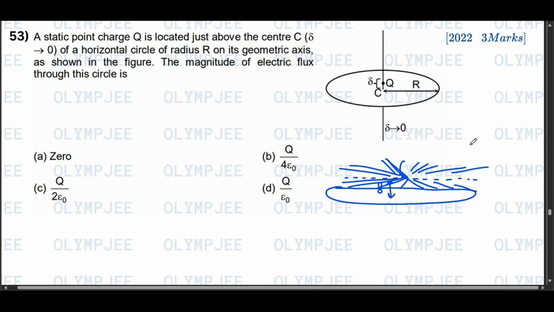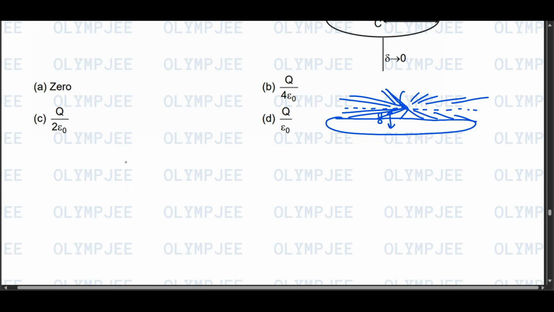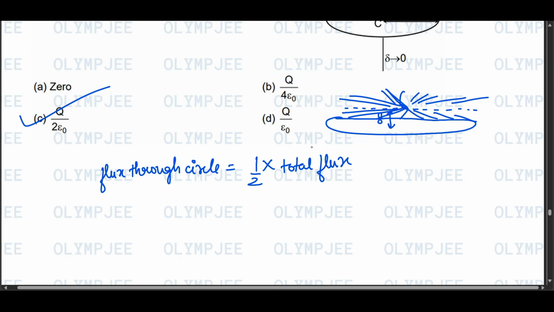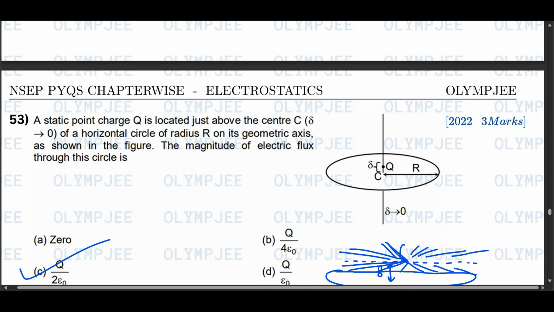So we can write that the flux through the circle is half of the entire flux, right? Because this line is dividing the field in half exactly, because this delta is very small, almost 0. So half of total flux. So this will be equal to option C, because total flux is Q by epsilon naught. So the answer for question 53 is option C.